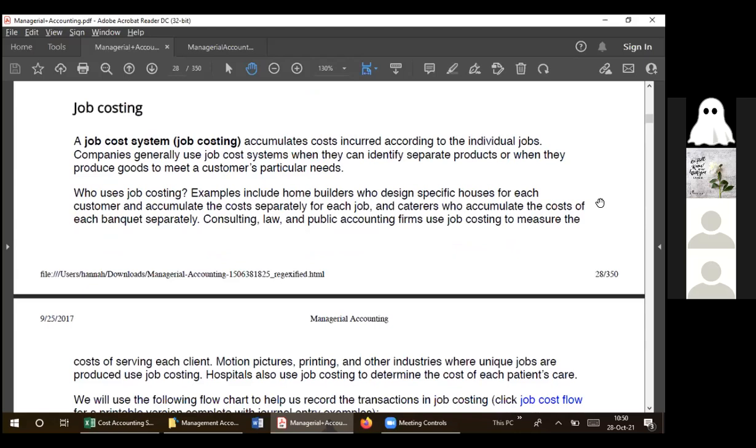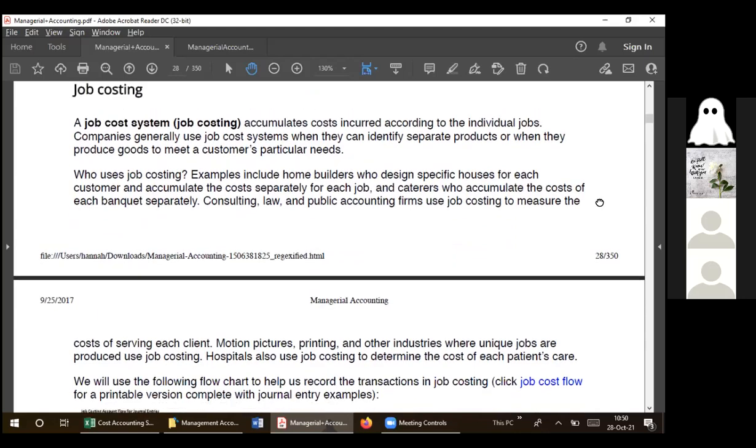Okay, so we will not look at the ledger entries or the journal entries for that. We will come directly to the job cost flow, or the job costing system. So what is a job costing system? A job cost system accumulates costs incurred according to individual jobs. Let's say you have 3 jobs or 3 manufacturing lines in a company, or maybe 3 contracts to a company, then there will be 3 individual jobs for you.